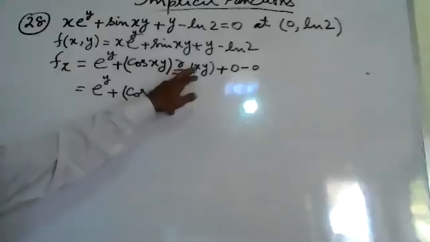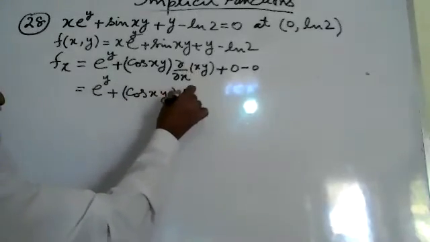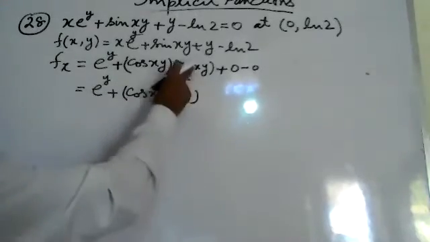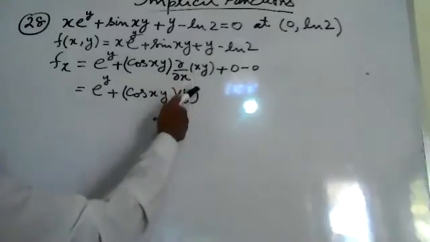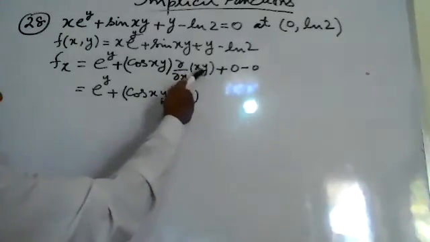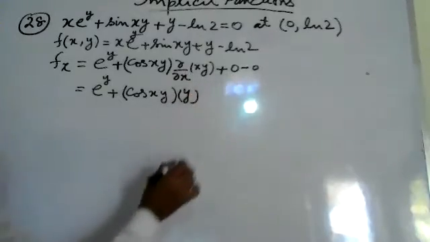Again, the partial derivative of x with respect to x will be 1. 1 into y will be y. The derivative of x will be 1, 1 into y. Y is considered constant, so constant into 1 will be y, plus 0.